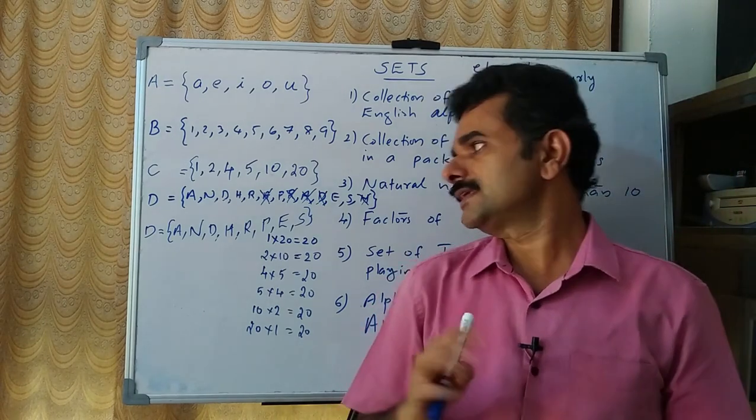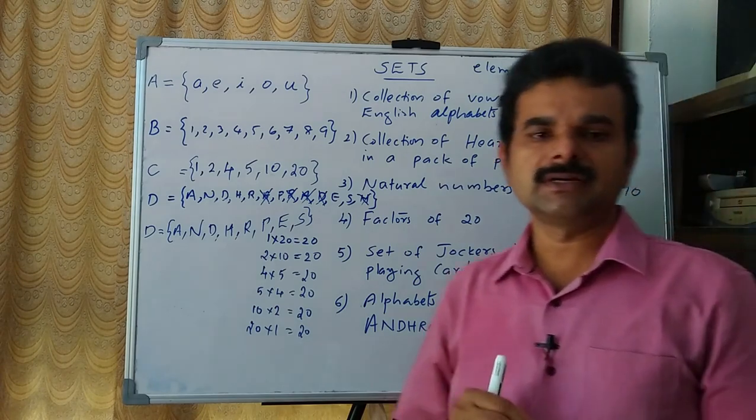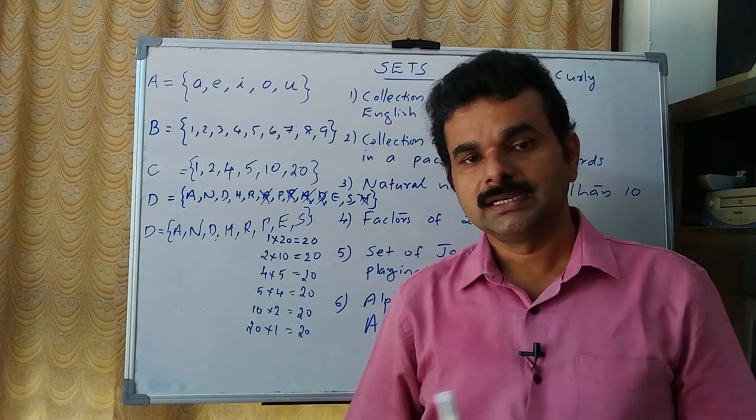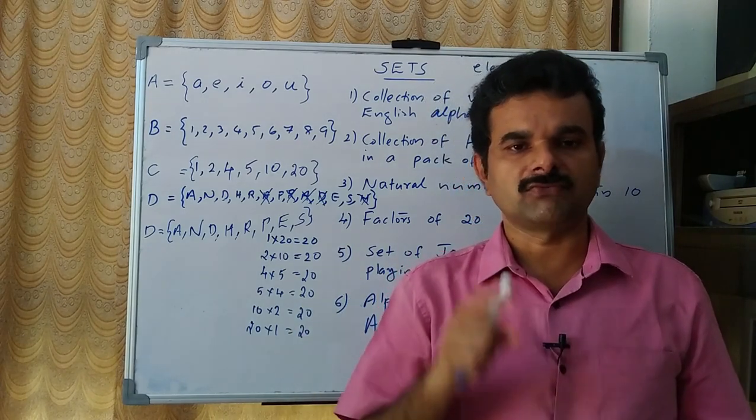An example for a set. Okay, then natural numbers less than 10. Natural numbers means counting numbers 1, 2, 3, 4. These are natural numbers. Least natural number is 1. Natural numbers are starting from 1.